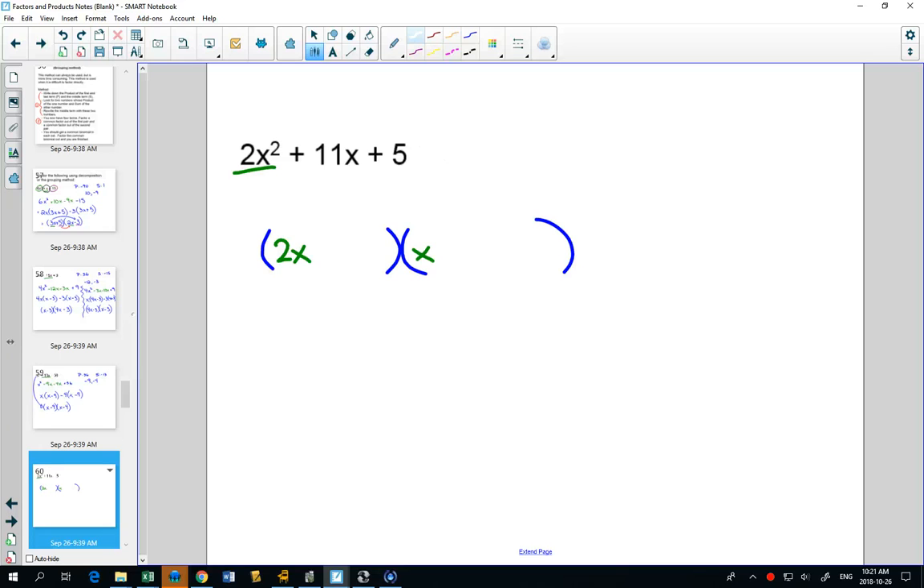Now, my last numbers, either 5 and a 1 or 1 and 5. Can you do the mental math quickly enough to figure out that my last one should be a 5 here and a 1 there? Can you see that your outside is 10, your inside is 1, that makes 11. We're done. But grouping does work for this one, right?